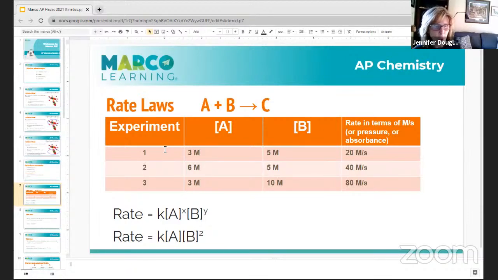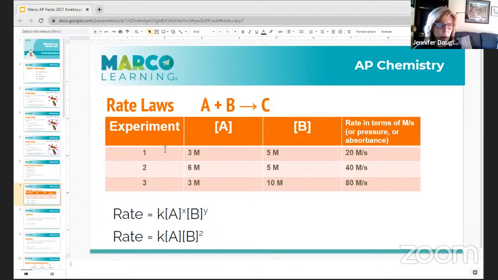Then you go and you run the experiment a second time, and you start with 6 molar A and 5 molar B. So now look what you've done. You've doubled A, but you've kept B constant. And then you see what happens to the rate. And this is the initial rate. You take the rate really early, right at the beginning of the reaction. And you see that when you doubled A, the rate doubled. So it was directly proportional. So that means that A would then be called first order.